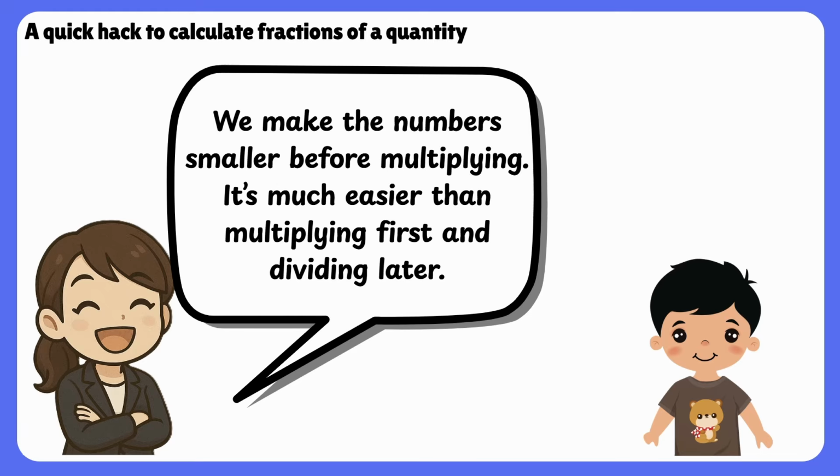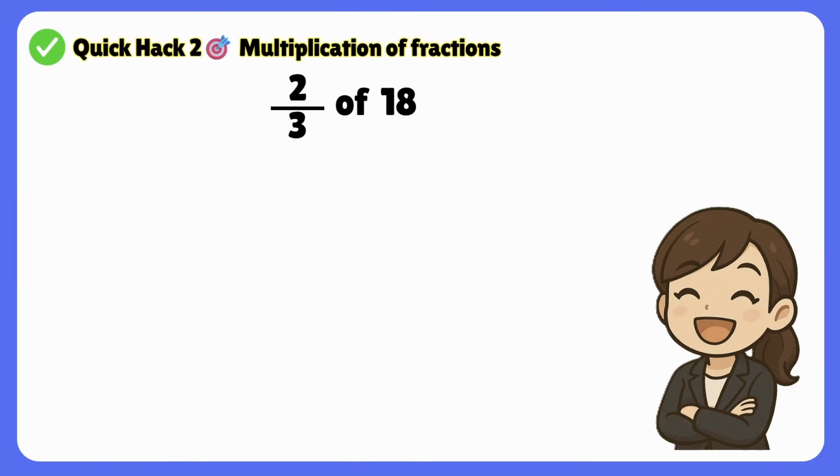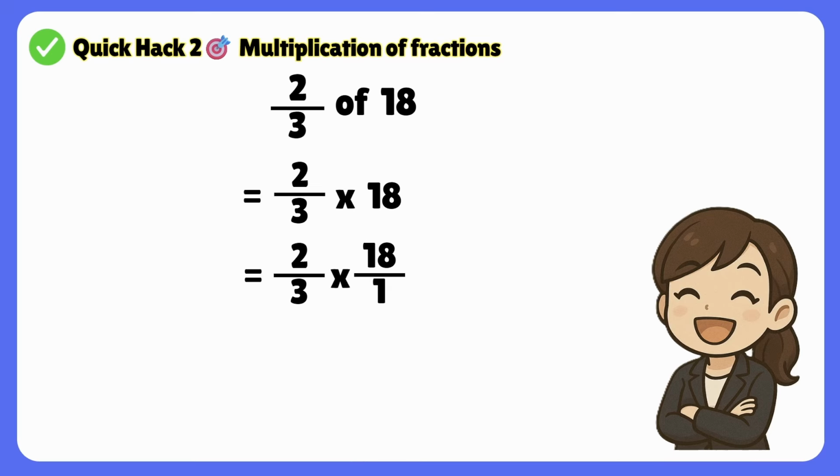Let's find 2/3 of 18. That's the same as 2/3 times 18. We change 18 into 18/1 to make multiplying fractions easier. It is often helpful to simplify before multiplying. In this example, 3 and 18 can both be divided by 3. 3 divided by 3 is 1, and 18 divided by 3 is 6.